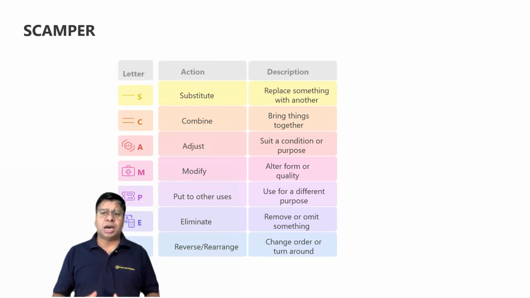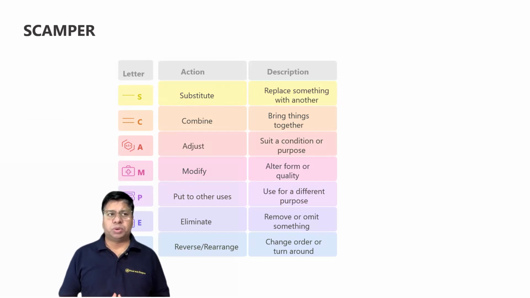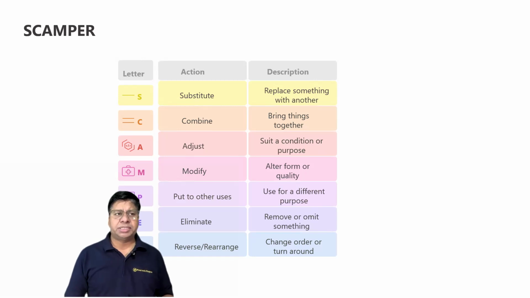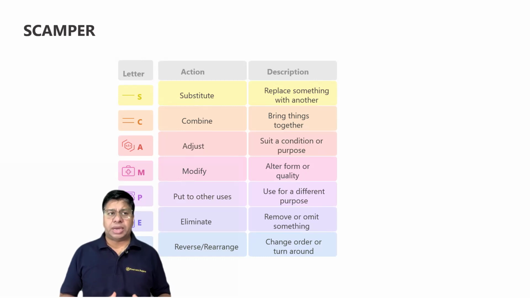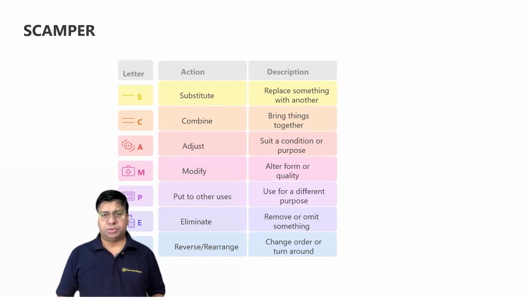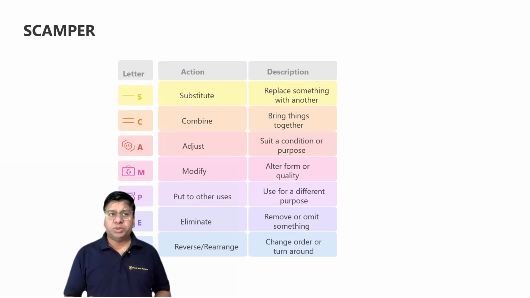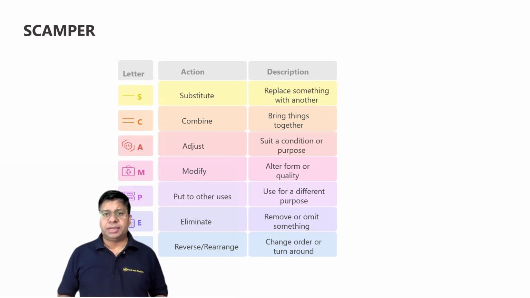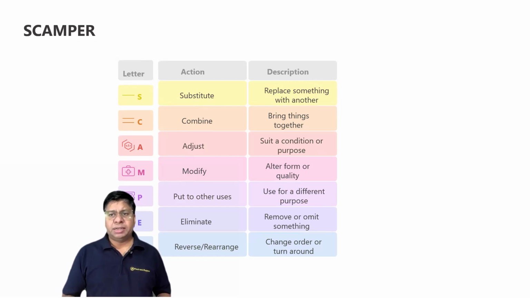Here is how SCAMPER breaks down. So, as I mentioned, these are acronym letters for words, right? S represents substitute. What can you replace? Can you substitute a material, a process, a person, or even a business model? For example, what if instead of live tutors, you used AI to deliver lessons?